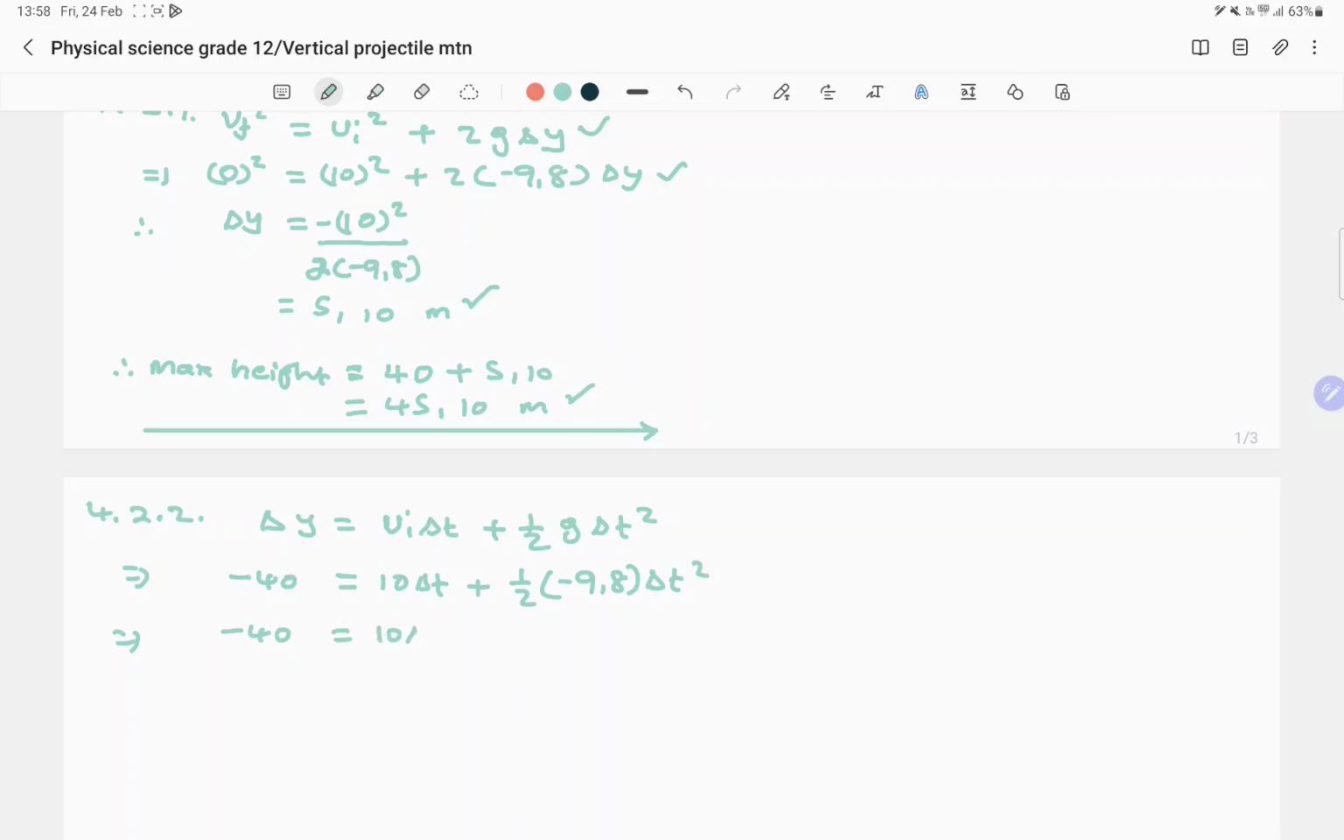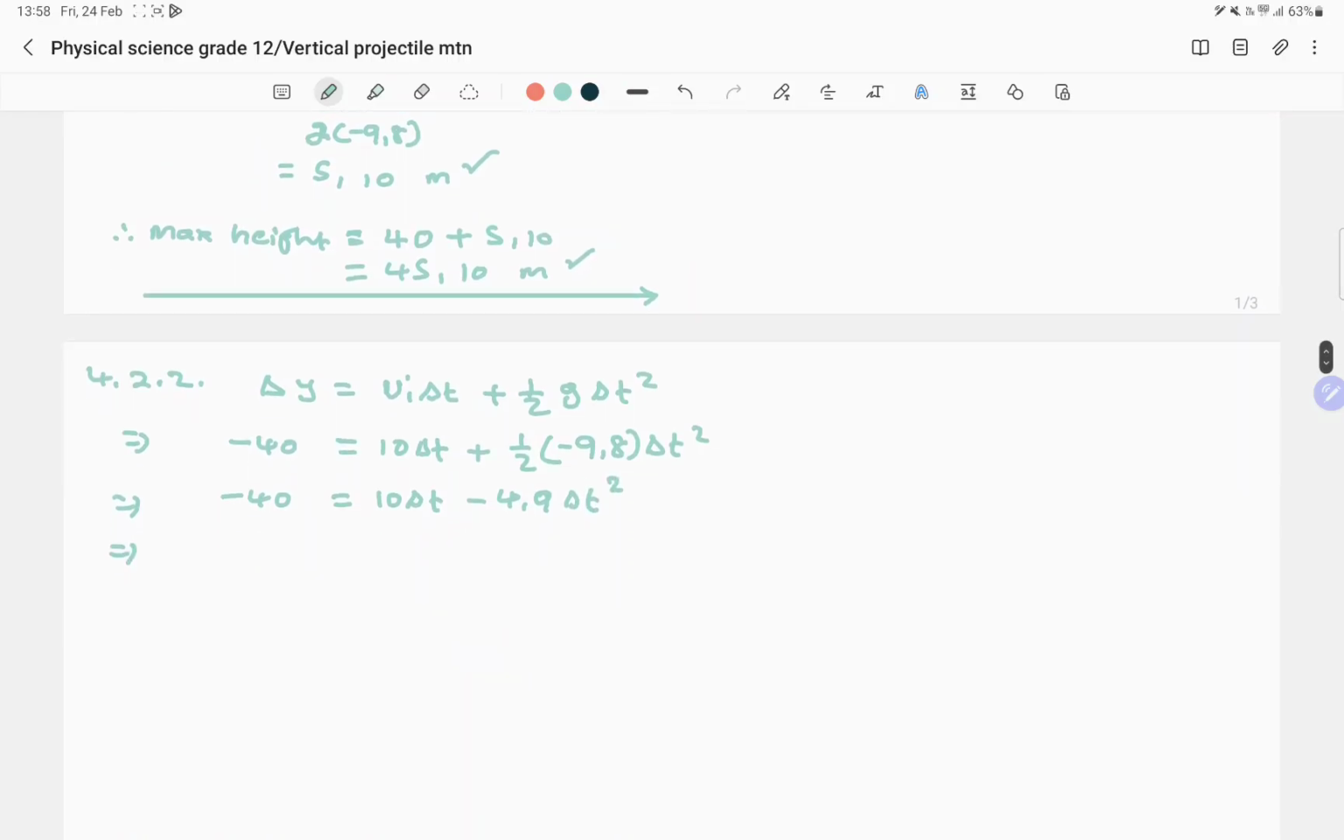Okay, this also implies we clean it up a bit. 40 equals 10 delta t, this is going to be minus half of 9,8 is 4,9 delta t squared. Now we can see we have a nice quadratic, which we just transpose things to the one side to have it in standard form. 4,9 delta t squared, we transpose the 10, it becomes minus 10 delta t minus 40 equal to 0.